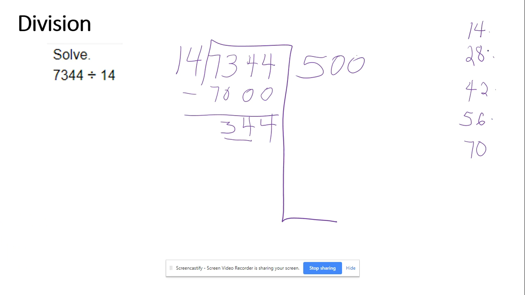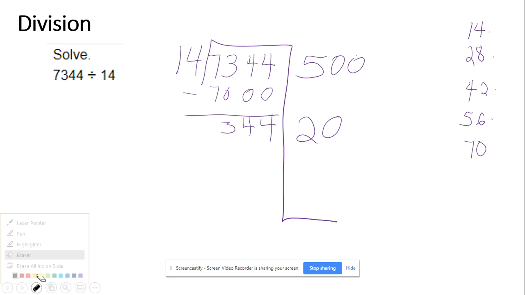I'm going to look at my multiples here, and I see that 42 is already too big. I'm going to go back one. 28 is the closest I can get to 34 tens without going over, and 28 is the second multiple of 14. I know I'm multiplying by 2, but it's 34 tens, so it's really multiplying by 2 tens. And let me get rid of that line underneath.